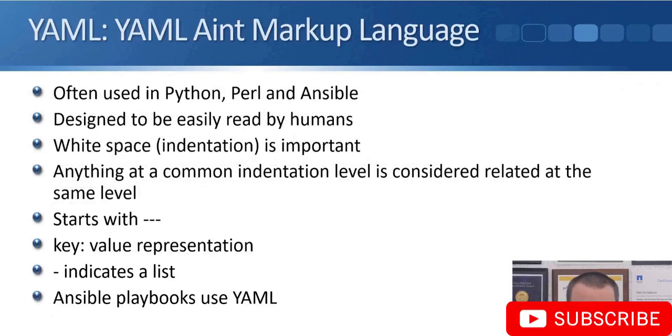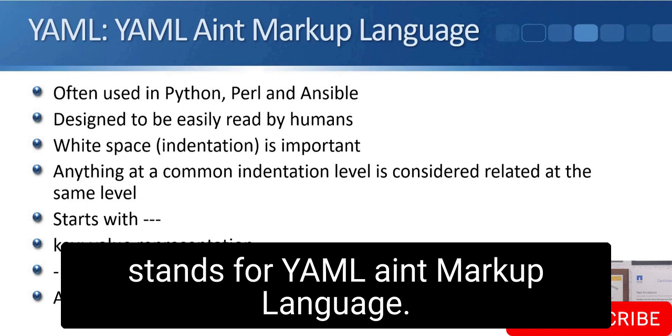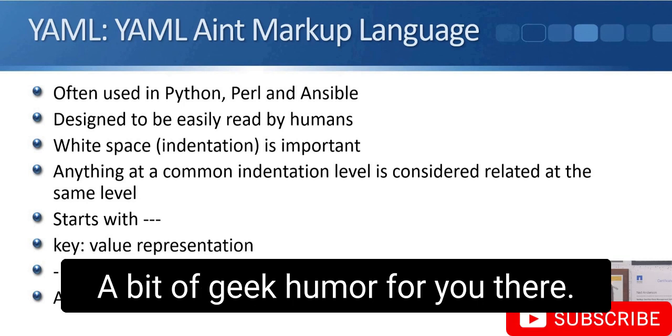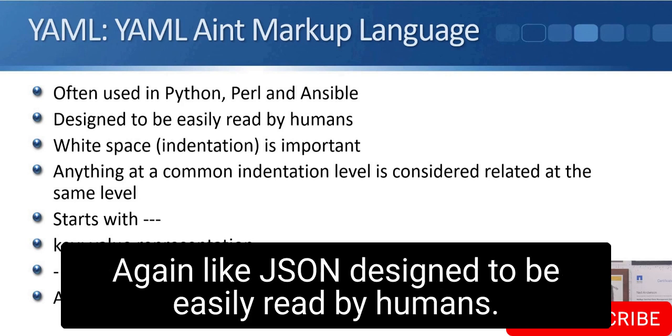Okay, the last one is YAML, and this stands for YAML Ain't Markup Language. A bit of geek humor for you there. YAML is often used in Python, Perl, and Ansible. Again, like JSON, designed to be easily read by humans.